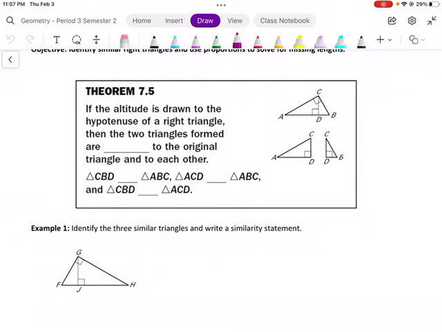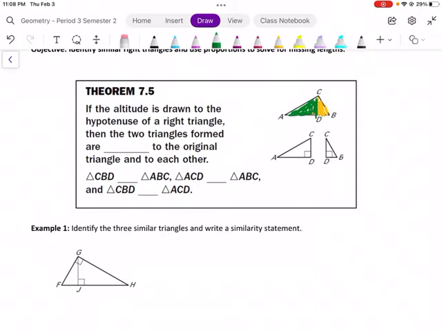If we have an altitude, which is from a vertex straight down to the opposite side, forming a right angle in a right triangle, it is going to form two more right triangles that are smaller. So we have one that's highlighted in yellow now and one that is in green.